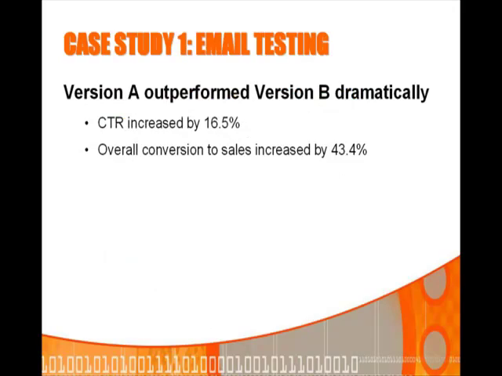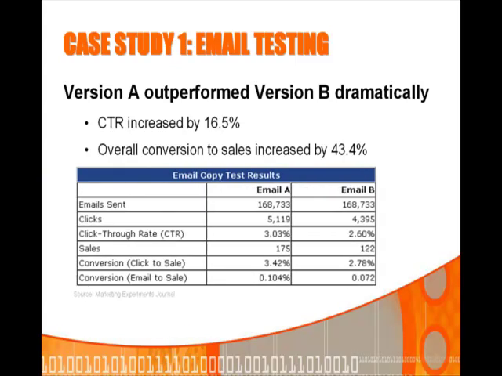Now, as you can see here, version A dramatically outperformed version B. Click-through ratio increased by 16.5%, and overall conversion to sales increased a whopping 43.4%. This dramatic increase in sales required nothing other than a slightly altered secondary version to test and basic tracking software. The experimenters simply sent version A to half the list, as you can see, and version B to the other half.